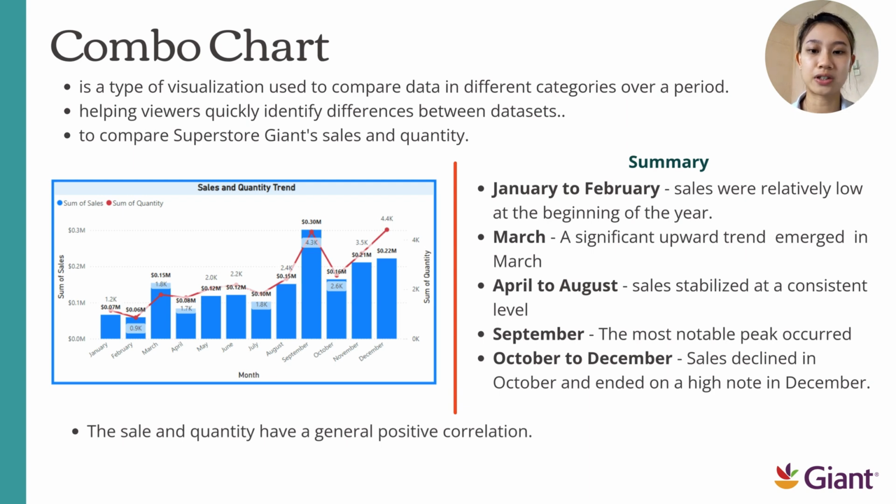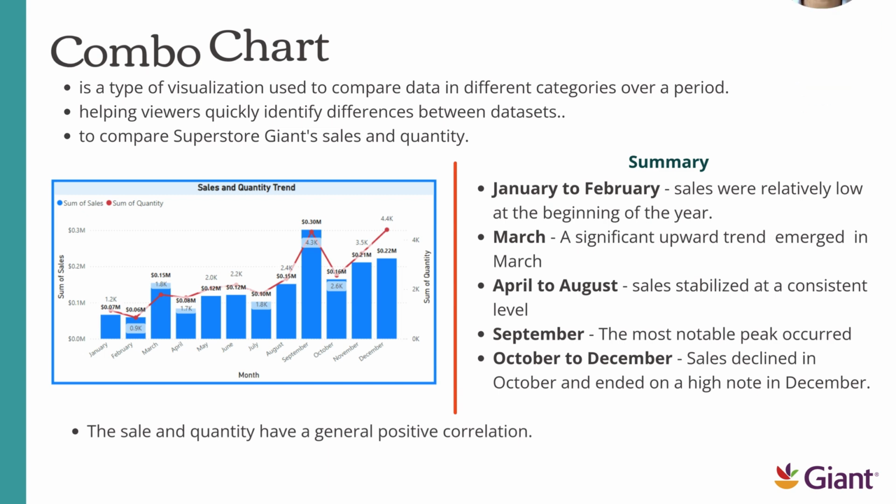Overall, the sales and quantity have a general positive correlation. For example, when the quantity increases in September, sales in September also increase.